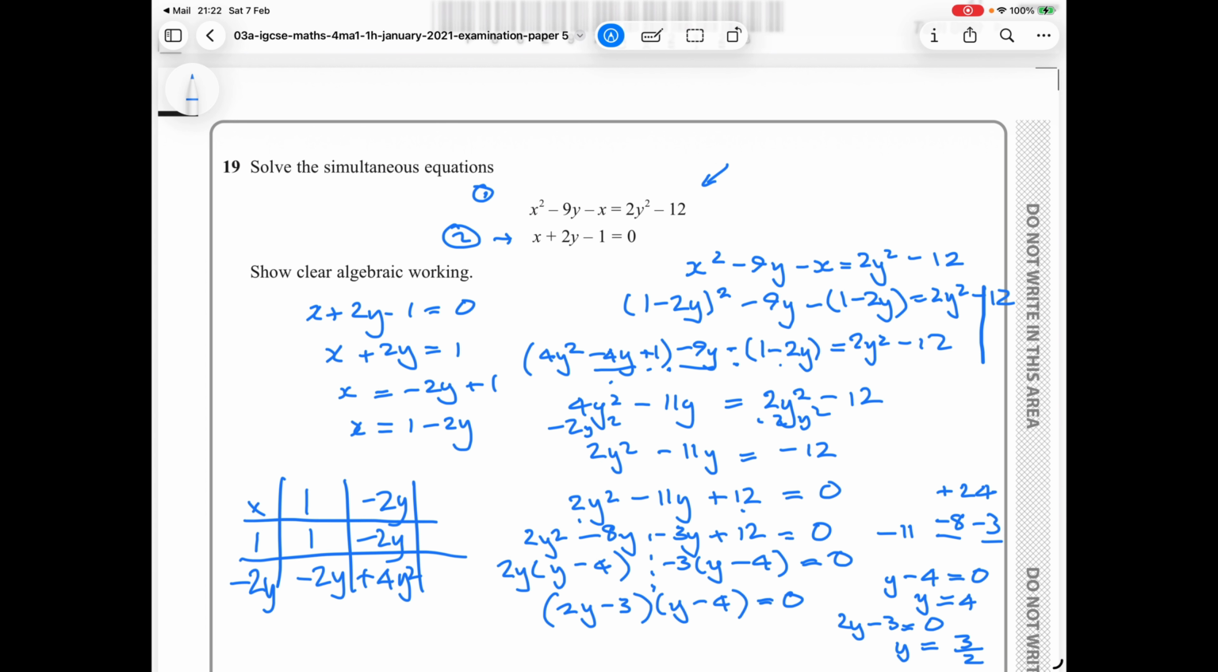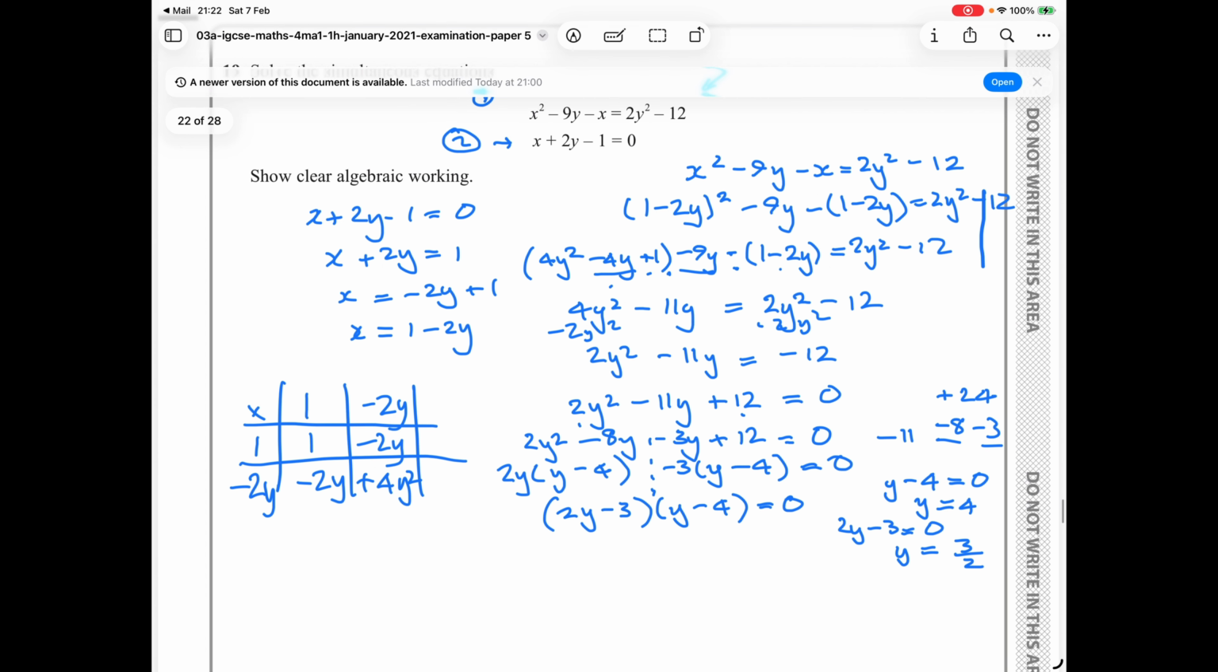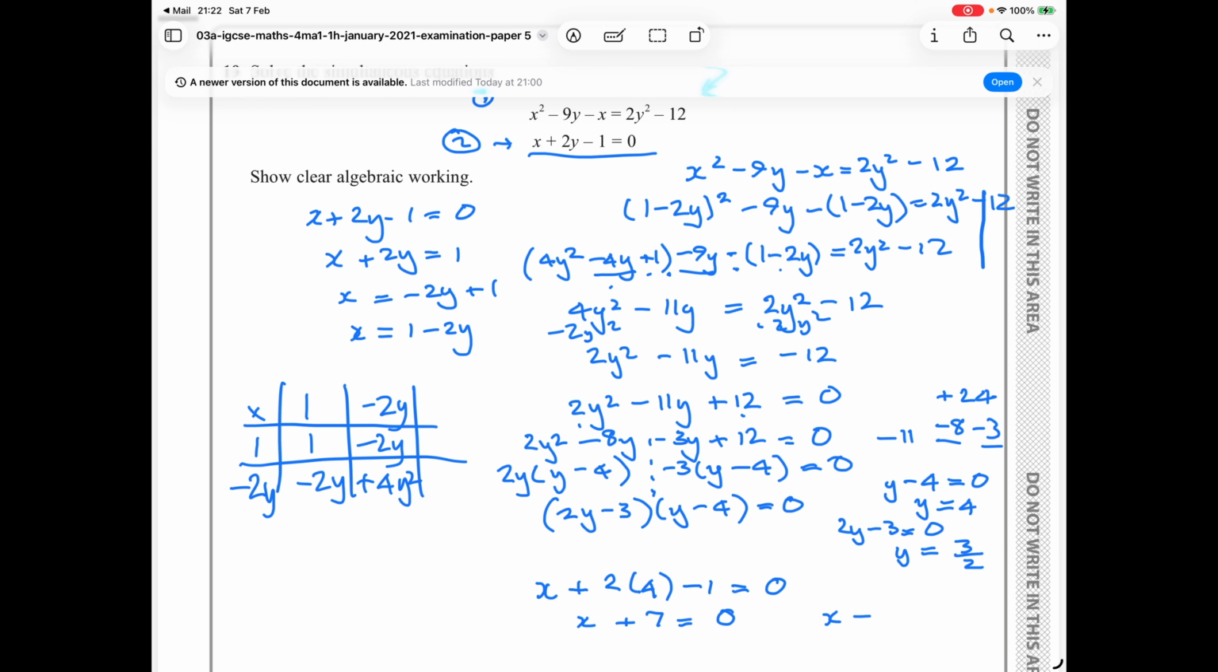And that is so far what we have. We have to go back in and replace this now. Use the easy one. So we would say x plus 2 times 4 minus 1 equals 0. So we know x plus 8 minus 1, which is 7, equals 0. So x equals minus 7. So when y equals 4, x equals minus 7.